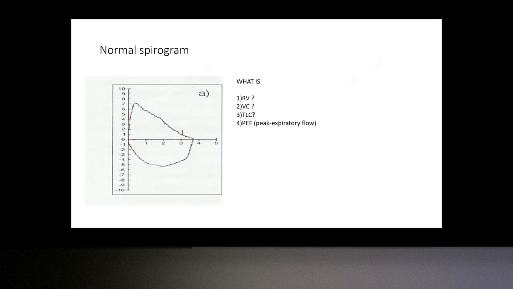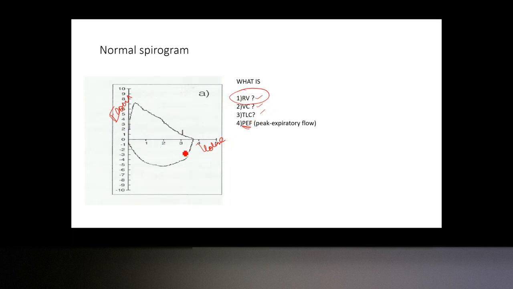Based on this graph, can you tell me these four values? So approximate values from this. So we know this is flow and this is volume. The x-axis is volume, the y-axis is flow. Based on these x-axis values, can you tell me what is the residual volume, what is vital capacity, total lung capacity, and which point of this graph would be the PEF, the peak expiratory flow? Let's start with the residual volume. Any idea how much of it, what could be the value?